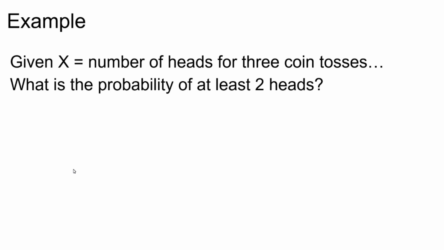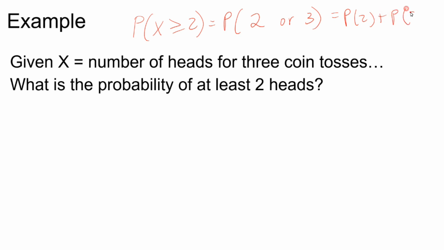What about the probability of at least 2 heads? Here we're looking at the probability of 2 heads or 3 heads. So the probability x equals 2 or the probability x equals 3. So the probability that x is at least 2 equals the probability of 2 or 3, which equals the probability of 2 plus the probability of 3.